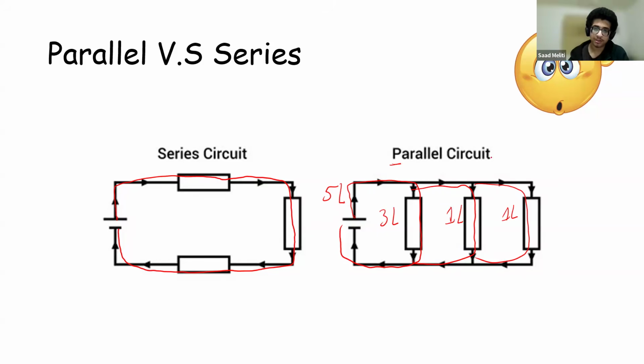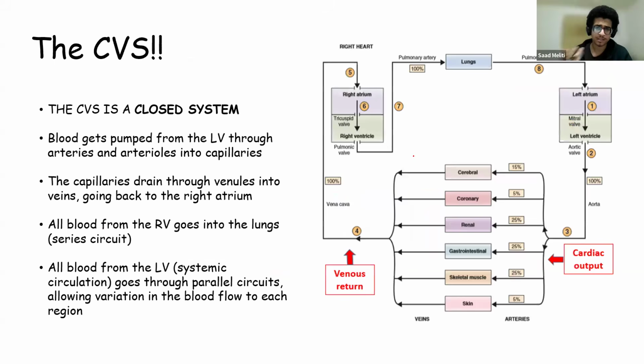So the parallel circuit is a good example of the systemic circulation, and the series circuit is a good example of the pulmonary circulation. And I'm going to show you guys that right now. So let's look at this picture. This is a picture of the entire cardiovascular system, okay? And something that's important to note is that the cardiovascular system is a closed system. What a closed system means is that basically nothing enters the vessels and nothing leaves the vessels, okay? So everything that leaves the left ventricle will eventually come back to the left ventricle, okay? Nothing's being added, nothing's being lost, okay?